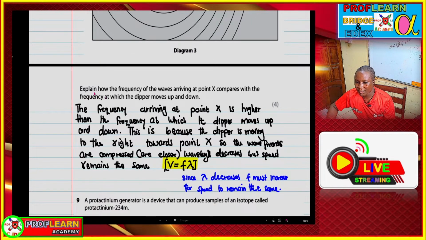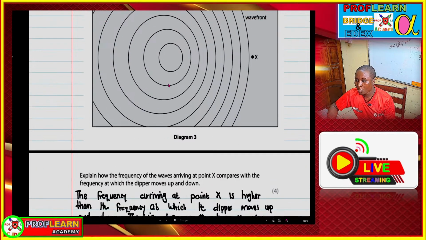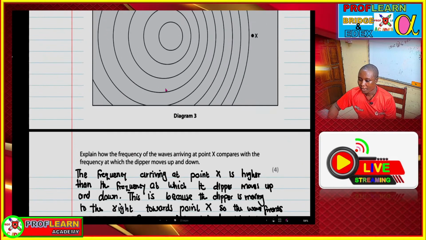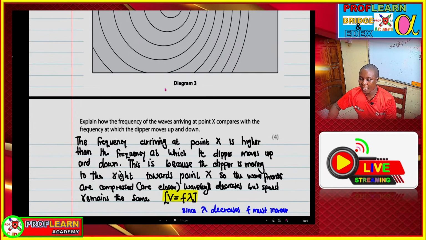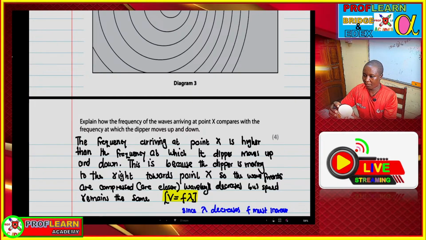So the question was asking us to explain how the frequency of waves arriving at X compares with the frequency at which the dipper was moving up and down. Remember, we call it the dipper, right? So the dipper was moving up and down, and as it moves up and down, it was creating water waves. Just assume that we have some water here and the dipper is hitting that water up and down. It will be creating wave fronts.